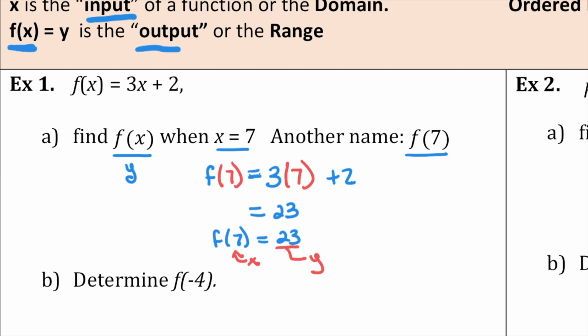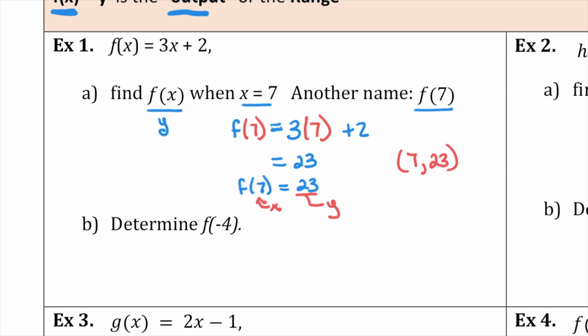So when we write an ordered pair, we're going to read it as 7, 23. For question B, we're going to determine f of negative 4. So again, we're going to let x equal a new number. In this case, x is negative 4.